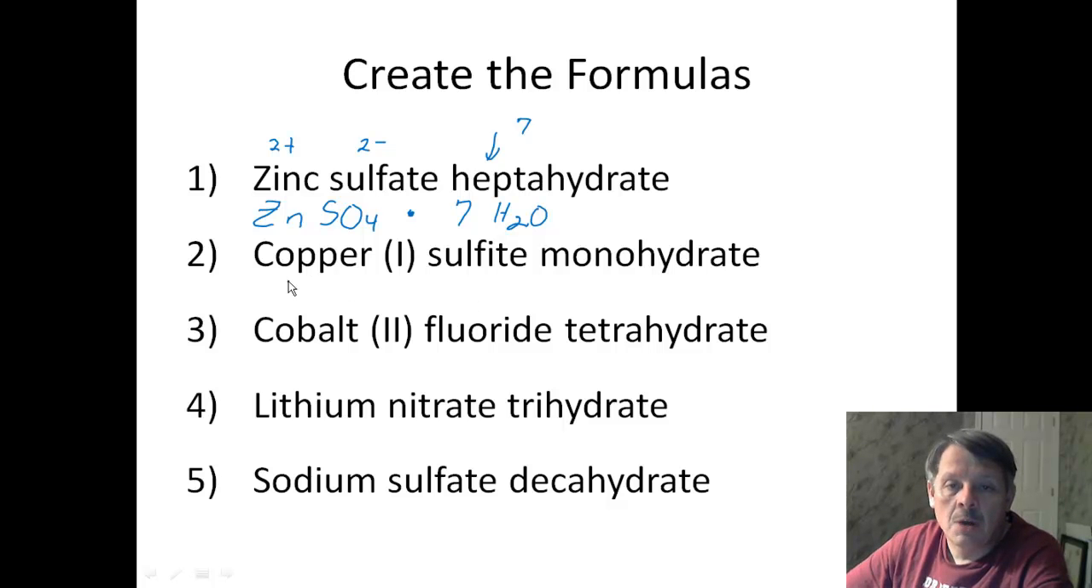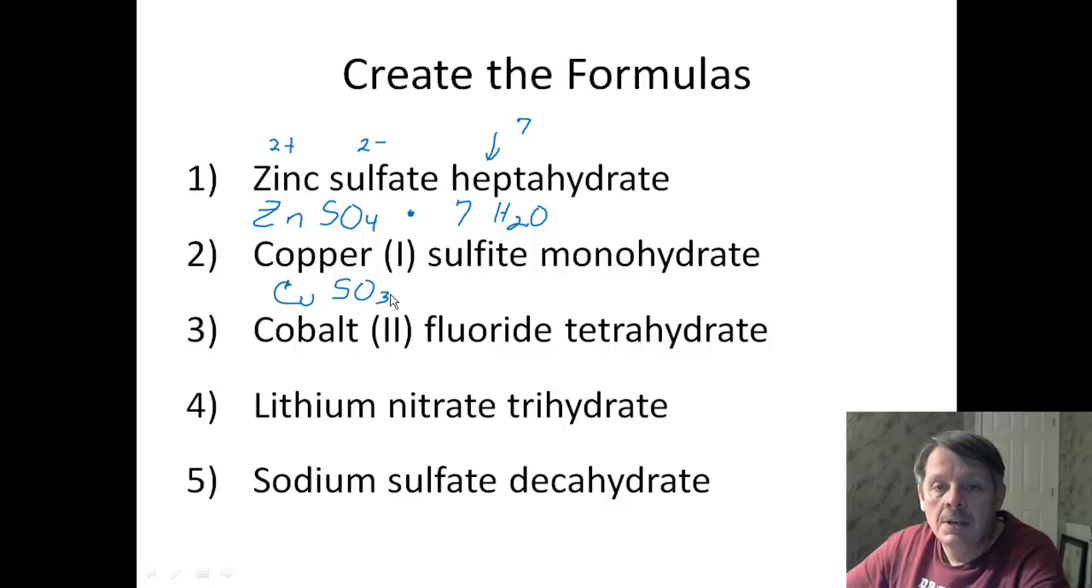Right, let's look at copper sulfite. Copper is Cu. Sulfite is SO3. Remember, sulfate is SO4. So sulfite has a 2- charge, and copper, this one has a 1+ charge according to this. So that means I need to have 2 coppers. So it's Cu2SO3, and I only have 1 water. So I can put a 1 here if I want to. I don't have to. I can just say water, and that's fine.